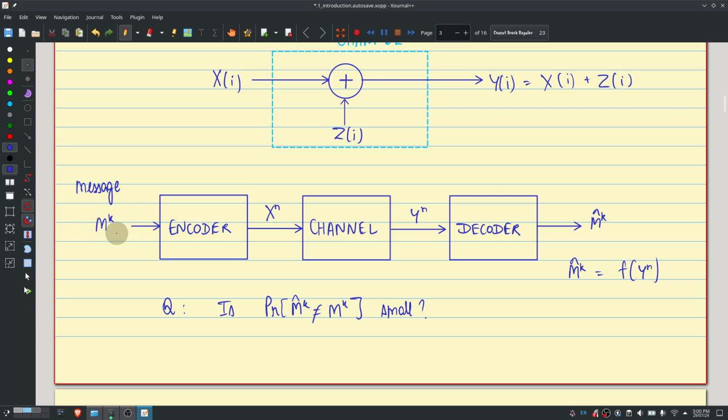So the original message, you can view this as a sequence of k bits. Maybe it's a file of, let's say, 10 kilobits. So you have a 10 kilobit file that you want to transmit across this noisy medium. And you don't transmit it directly, because if you transmit it directly, then some of the bits are going to get corrupted. You're never going to be able to recover what you transmitted exactly.